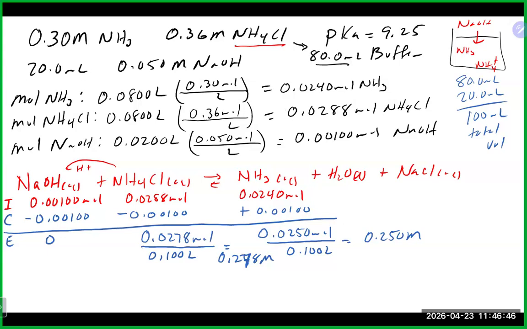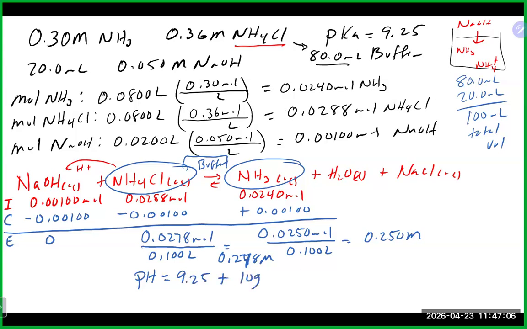So now that we have it, again, if you're not sure what's going on, we can use our ice table to help us. And again, we still have obviously our buffer still happening here. And because this is still a buffer, we can go into our Henderson-Hasselbalch. And again, it's going to be the same pKa value, 9.25 plus the log. Once again, we want to make sure we get our base up there on top, 0.25 divided by 0.278. And that's going to get us here. That's going to give us a pH of 9.20.